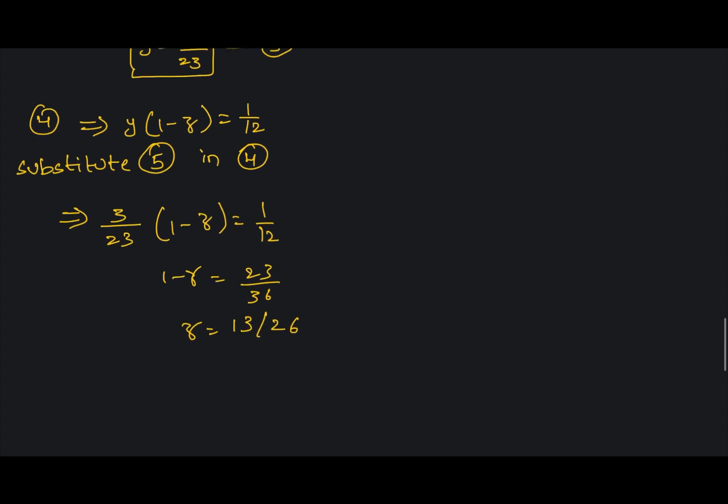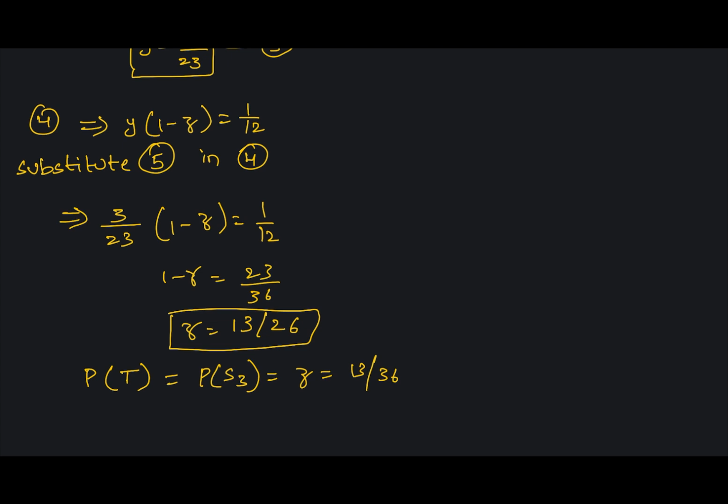We are asked to find out the value of probability of T. Probability of T is probability that S3 can solve the problem. Probability that S3 can solve the problem is z. So the final answer is P of T equal to P of S3 equal to z, which is equal to 13 by 36.